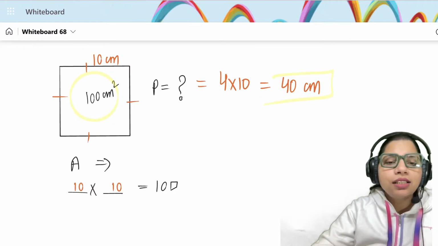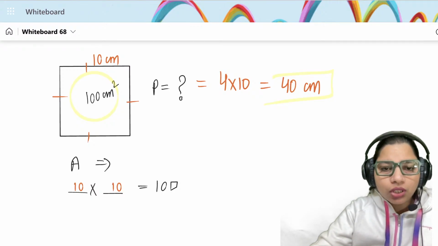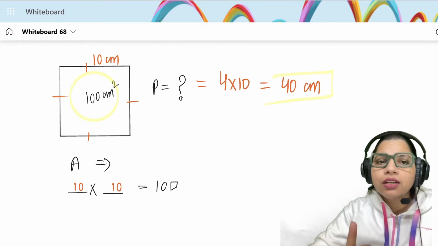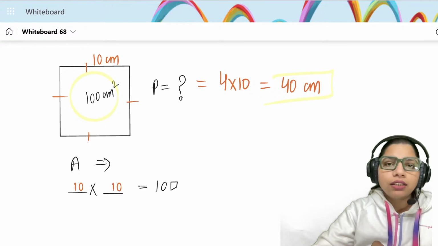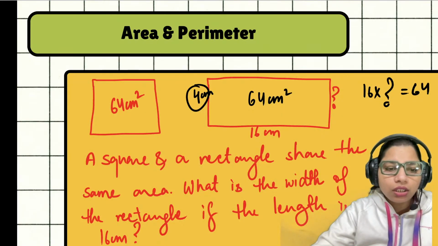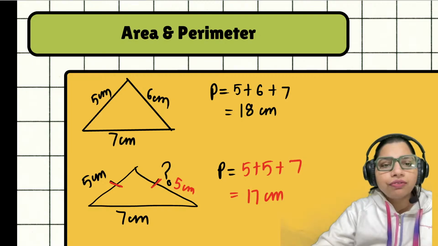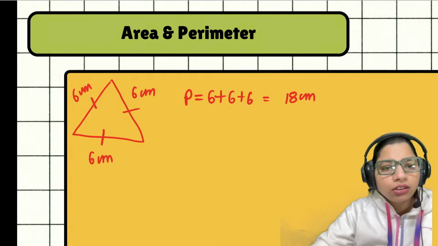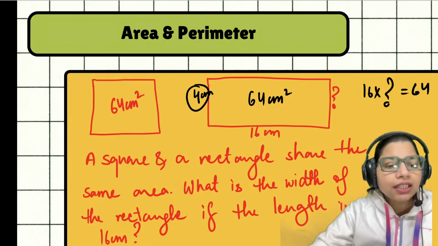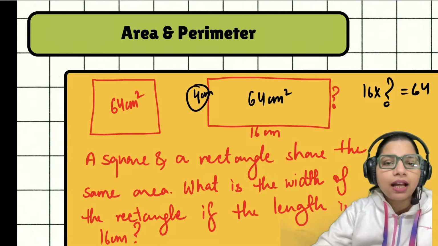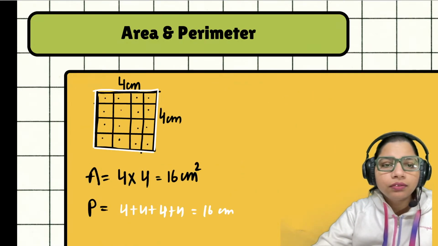So this is the basic information about area and perimeter of a square, a rectangle and a triangle. We have seen all different types of triangles where we are finding out the perimeter or the area. Connected questions between square and rectangle.